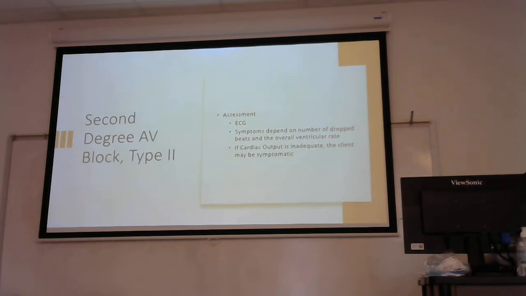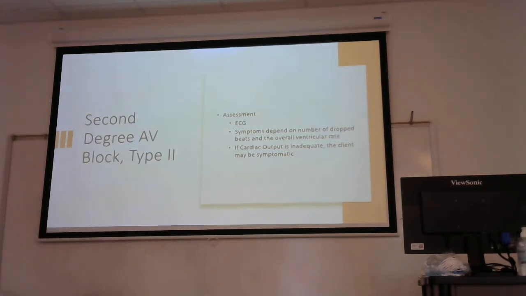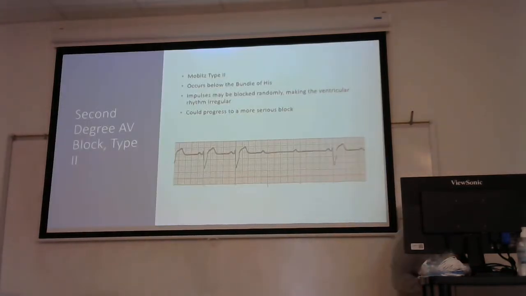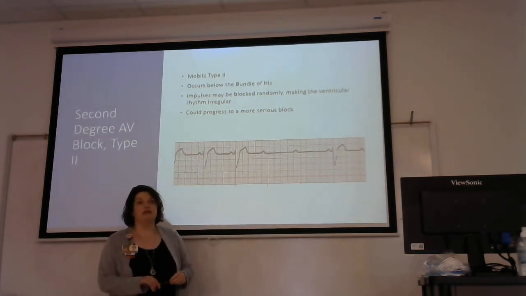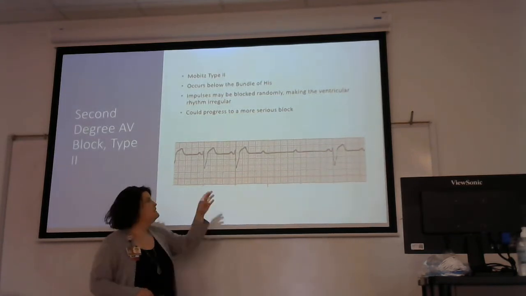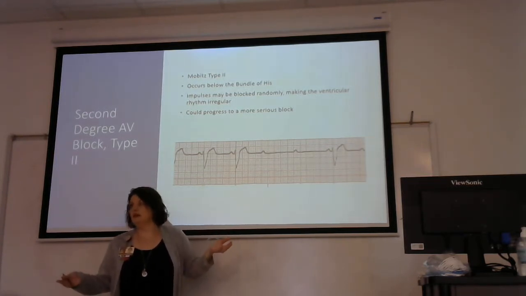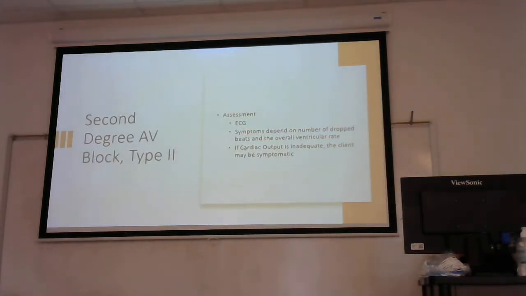Then we're going to assess our patients because their symptoms depend on what is their overall ventricular rate, because that tells us how many beats they're dropping. So for example, y'all told me this guy's rate was 30. Do you think he's symptomatic with it? Absolutely. Okay. If his rate was 70, do you think he would be symptomatic with it? Not really. Okay. So realize that your symptoms are going to be dependent on what is the overall ventricular rate.